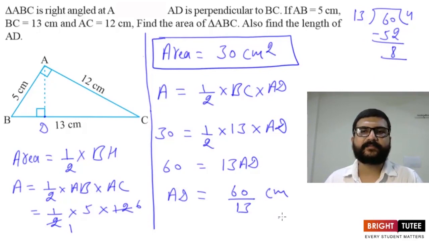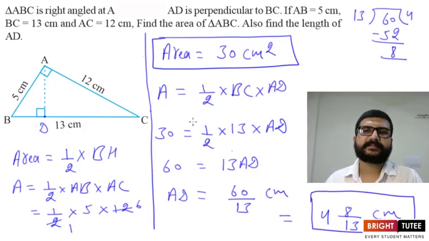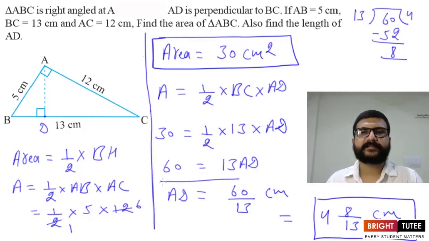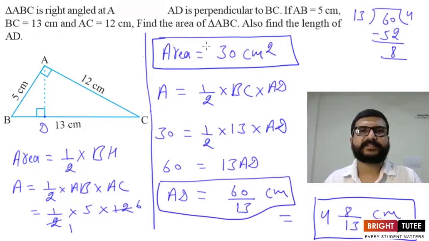So its mixed fraction form will be 4 8 upon 13. So we can write the answer as 4 8 upon 13 centimeter as well, or we can write it as 60 upon 13 centimeters. So in this question, we got area as 30 centimeters and AD as 4 8 upon 13 centimeters.